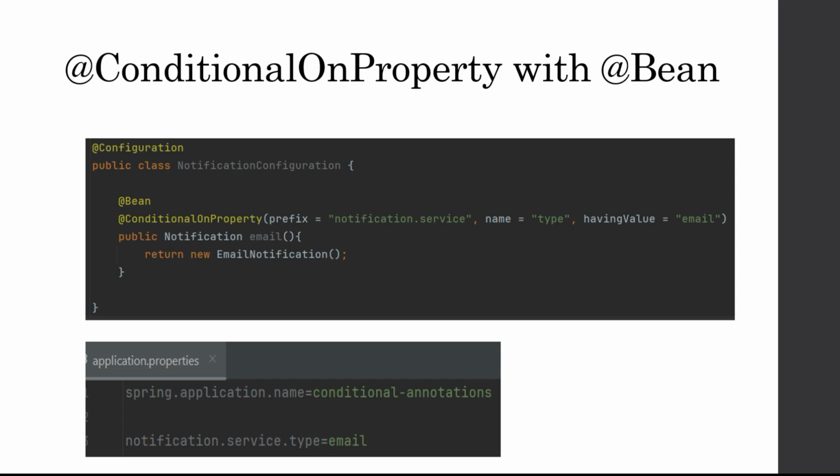The havingValue attribute represents the expected value of the property. In the application.properties file, we have one property, and that is notification.service.type, and the value of this property is email.